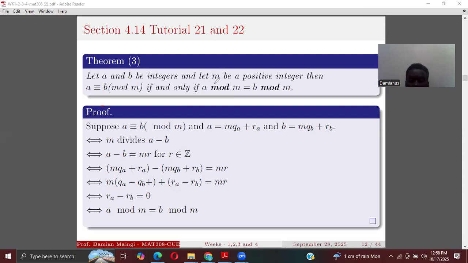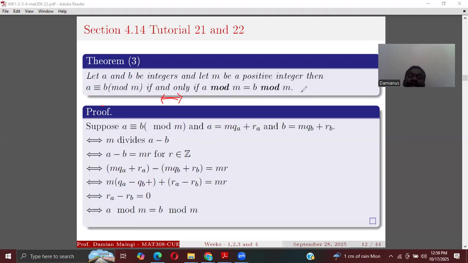So now this is a theorem which I said we will see previously. So let's look at it now. It says let a and b be integers and m be a positive integer. Then a is congruent to b modulo m if and only if, in abbreviation, you can just write two arrows like this, the remainder on division of a by m is the same as the remainder on division of b by m. So the proof of this is not very complicated actually.